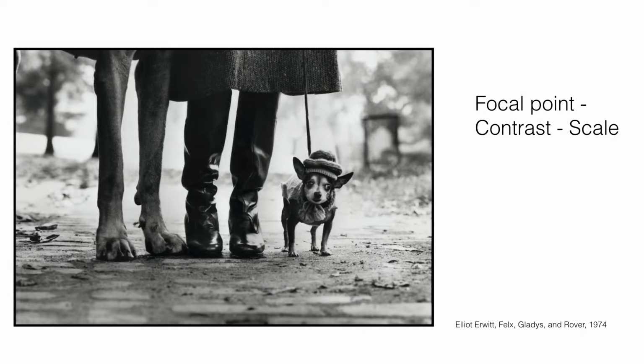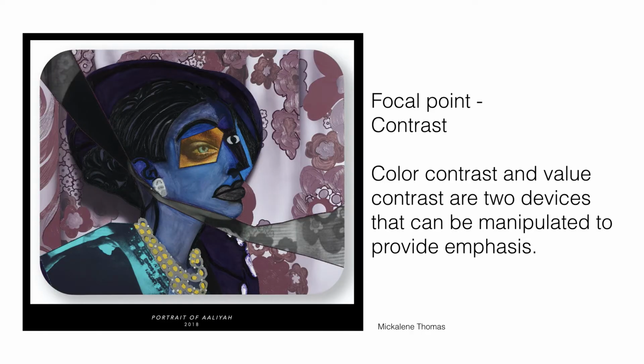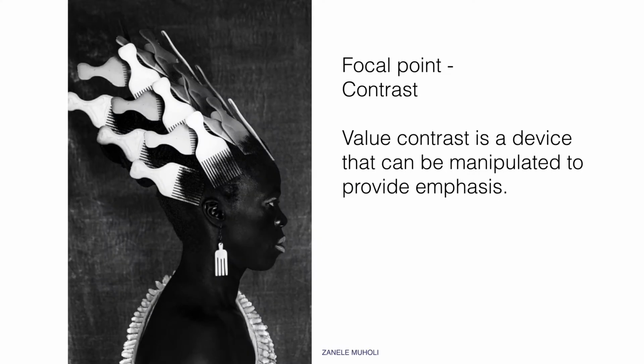You can also use scale as a way to utilize focal point. Here you can see that we're contrasting scale with very, very tall legs with very, very tiny legs. We can also establish contrast as a way to create focal point through color and then also value contrast. In this example, you can see that the eye is being emphasized because it is a warmer tone versus the cool tones that are behind it.